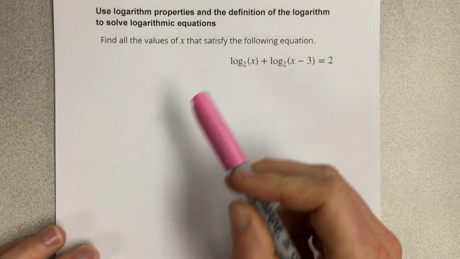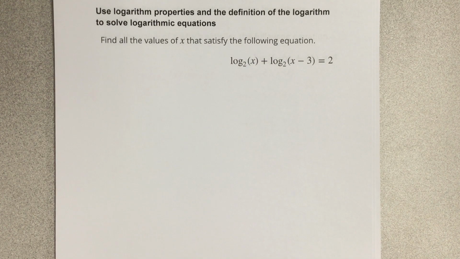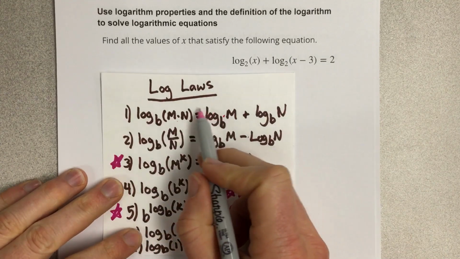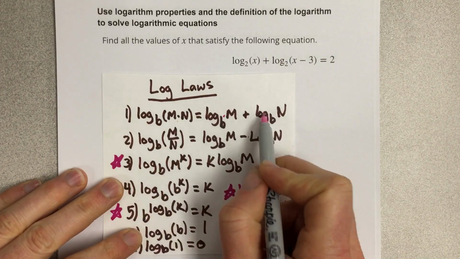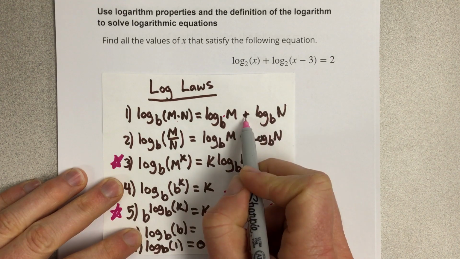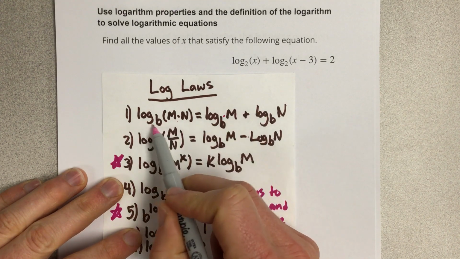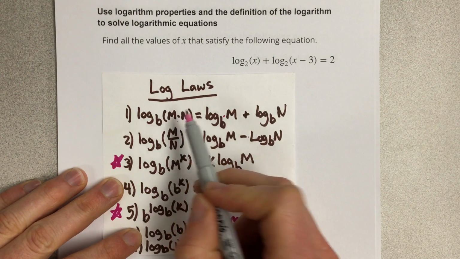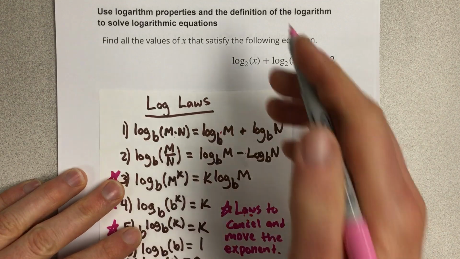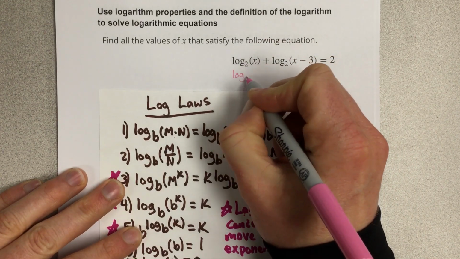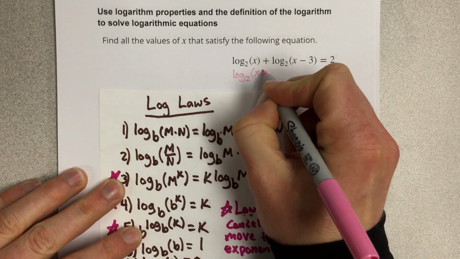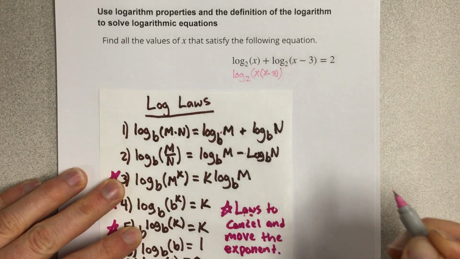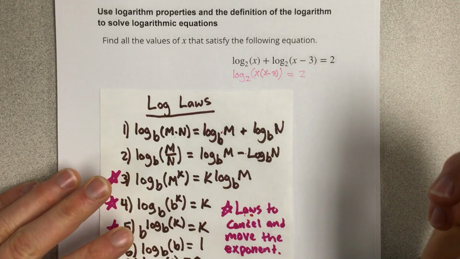So because the base is the same and I have an addition, I can pull out my log laws and identify that I need to use the product rule here. I can take these two logarithms, which have the same base and they're being added, and combine them into one logarithm with that base, and we're going to just multiply the insides of each logarithm. So I'm going to write this as log base 2 of x times x minus 3, and that's equal to 2. So I just used the product rule.